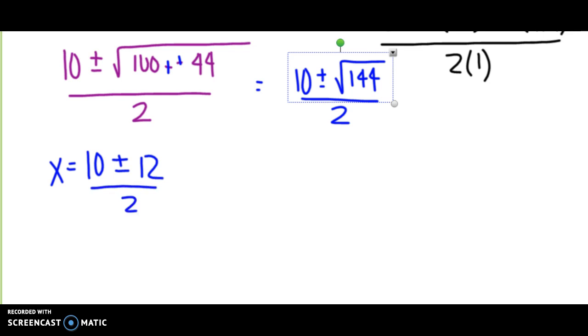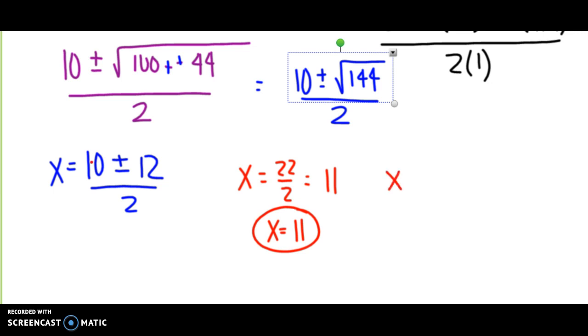So my two solutions become this. x equals 10 plus 12 is 22 over 2, which is equal to 11. So x equals 11 is one of them. Then the other one, 10 minus 12 is equal to negative 2 over 2, which would be negative 1. So my other solution is negative 1.